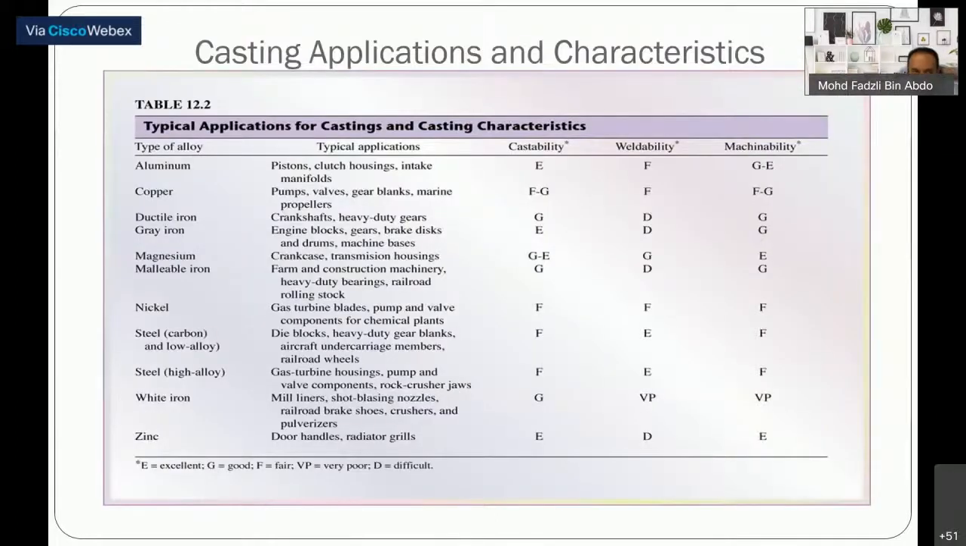This is the casting application and characteristics. Ini maksudnya E excellent, G good. Contoh untuk aluminium, typical application dia piston, clutch housing, intake manifold. Maksudnya dia punya castability, maksudnya ability untuk di cast adalah excellent. Untuk di weld, biasanya fair je lah pada aluminium. Untuk di machine, dia biasanya excellent untuk aluminium. Okay. Ini contoh.